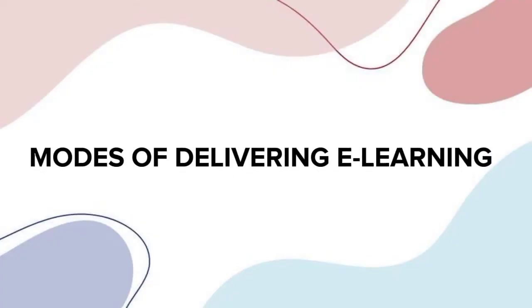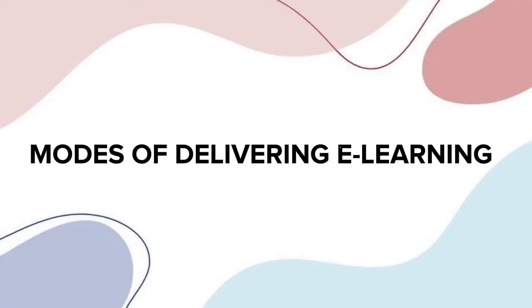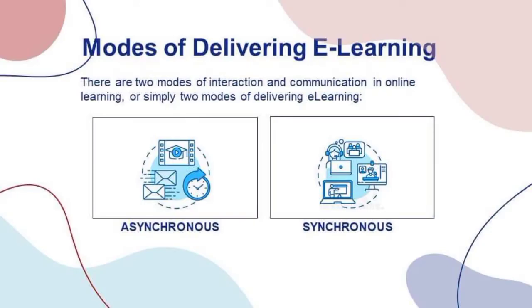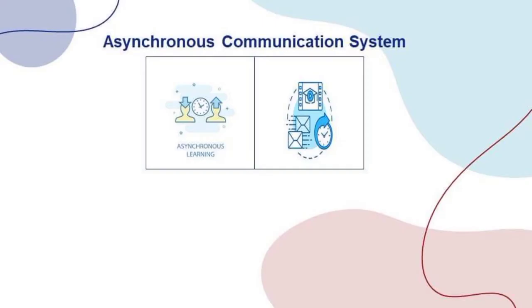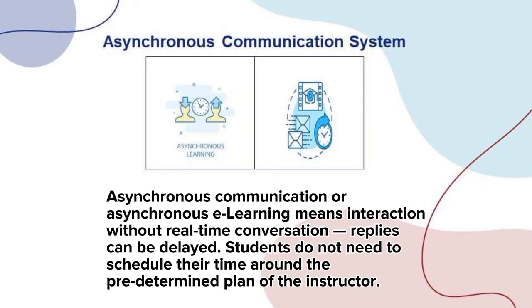Now, let's proceed to the modes of delivering e-learning. There are two modes of interaction and communication in online learning, or simply two modes of delivering e-learning. These are asynchronous and synchronous. Let us define what is asynchronous communication system. Asynchronous communication or asynchronous e-learning means interaction without real-time conversation. Replies can be delayed. Students do not need to schedule their time around the predetermined plan of the instructor.